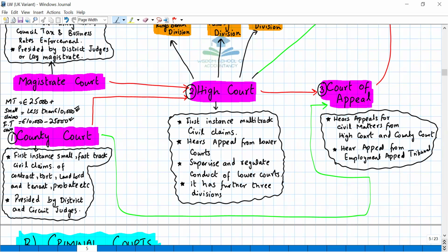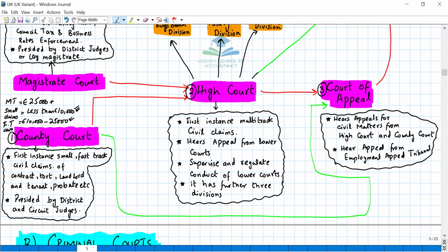So first instance small and fast track civil claims of contract, tort, landlord and tenant, or probate. Probate basically means a will. When someone dies, his will is to distribute his assets, and how to deal with such matters is heard in county court first instance cases, presided by district and circuit judges.